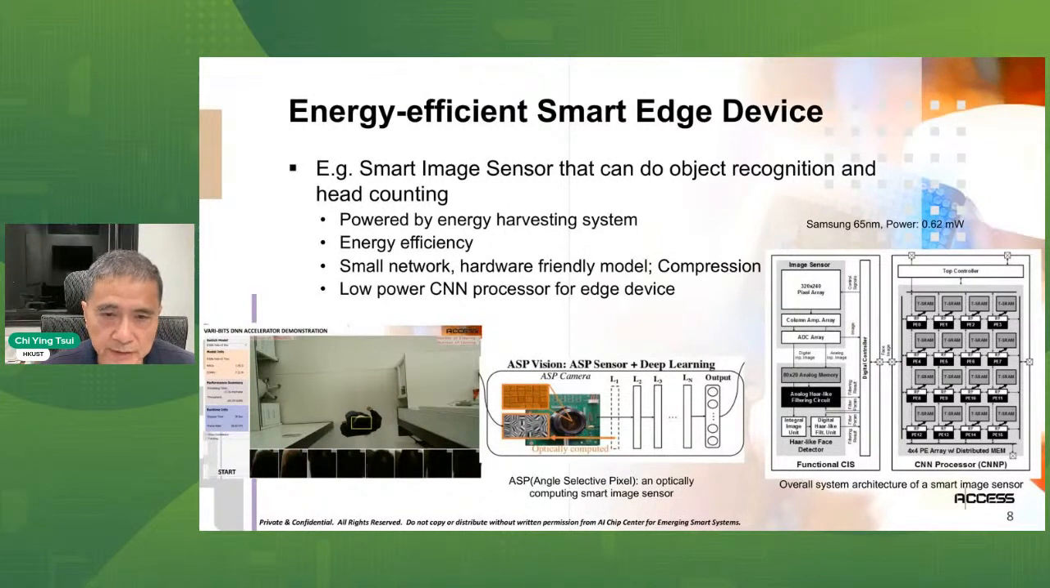So with that, we also need to embed the whole network into the smart device. Therefore, we need to have a very good compression engine and also a hardware friendly model. So the focus now is how to design a low power CNN processor for this type of edge device.